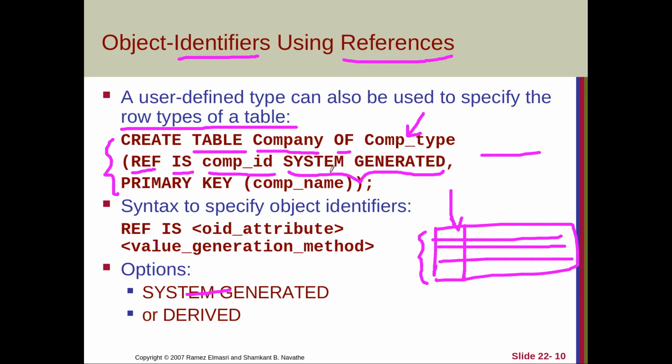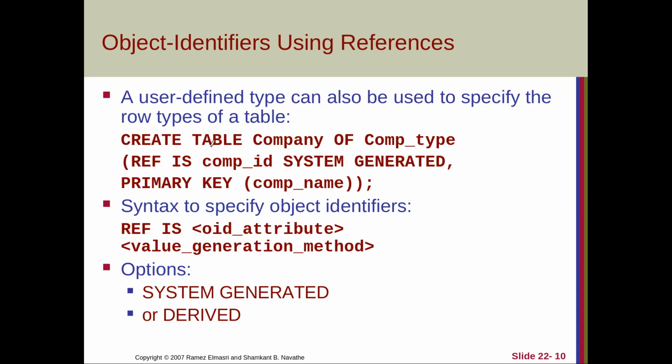So company ID is considered as the reference for this particular table, and this is the way in which the company ID value will be generated. I am using a system generated mechanism for the company ID creation. Okay, so just listen. Create table company of company type. Reference is company ID, which will be created by system generated, comma, then I will be setting a key, primary key, company name. So company name is taken as primary key for this particular table.